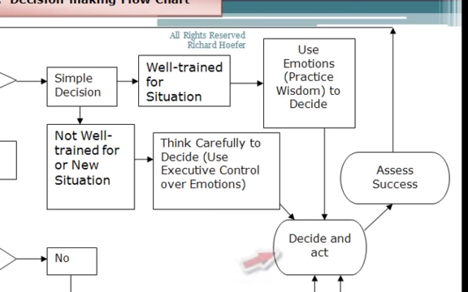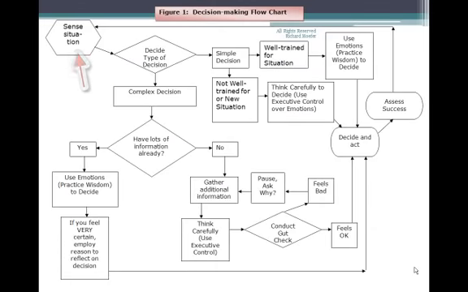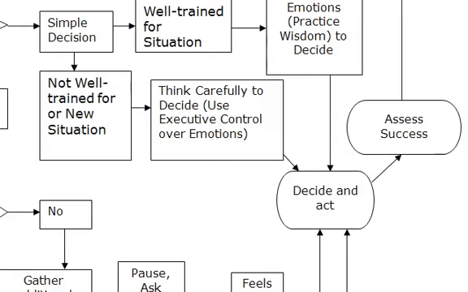Then you would decide and you would act and you would assess your success and then go back and sense the situation and see how much it has changed since you first acted. On the other hand, if you're not well trained or it's a brand new situation, instead of using your emotions or your practice wisdom to decide, you should think carefully and use your executive control over your emotions.